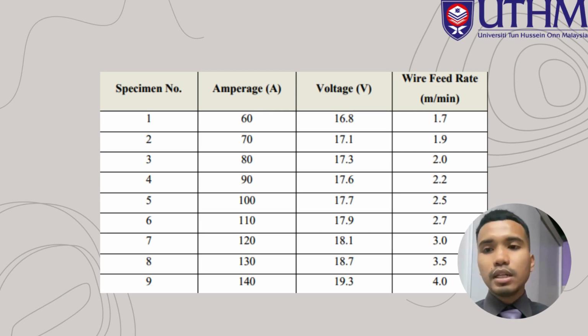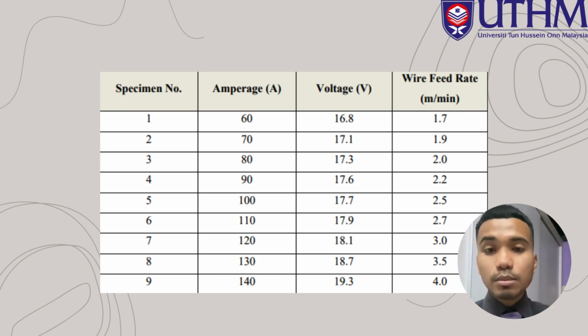For the fourth specimen, 90 amperage, 17.6 voltage, and 2.2 meter per minute wire feed rate. For the fifth one, 100 amperage, 17.7 voltage, and 2.5 meter per minute wire feed rate. For the sixth specimen, 110 amperage, 17.9 voltage, and 2.7 meter per minute wire feed rate. For the seventh specimen, 120 amperage, 18.1 voltage, and 3.0 meter per minute wire feed rate.